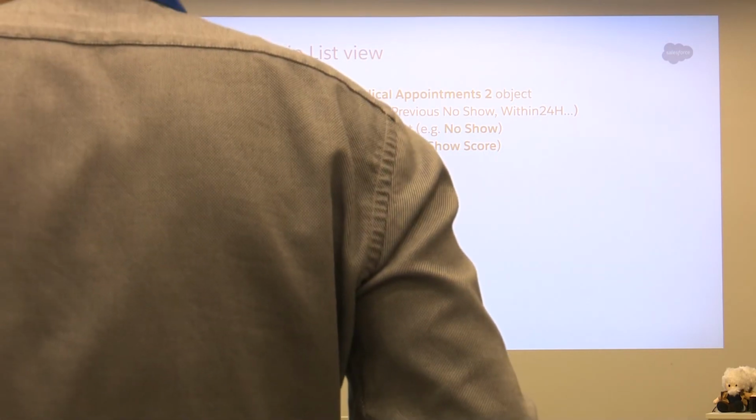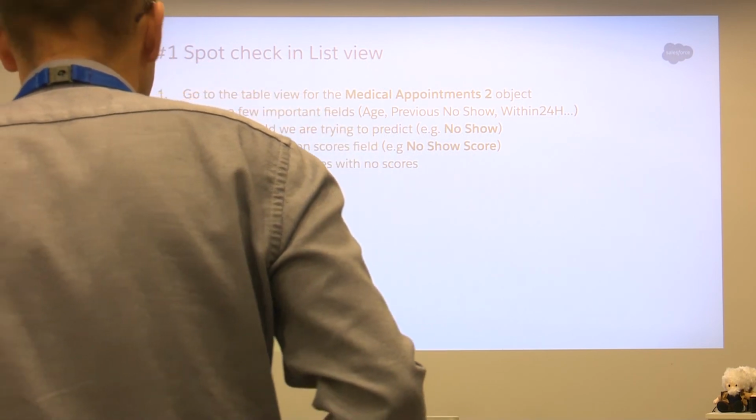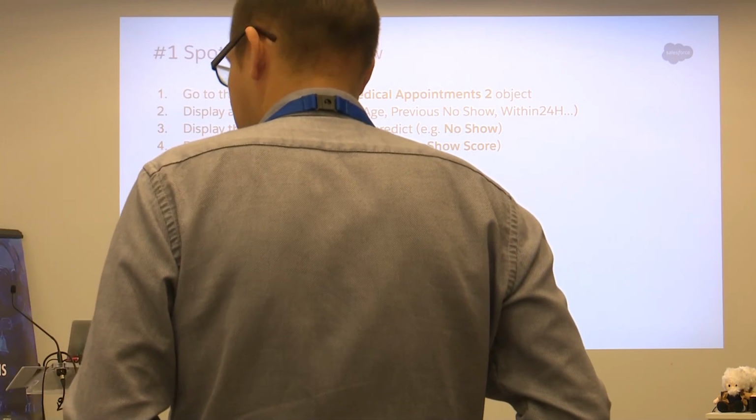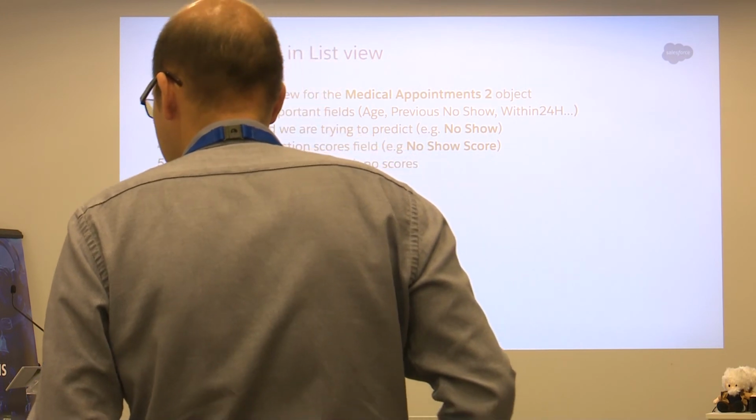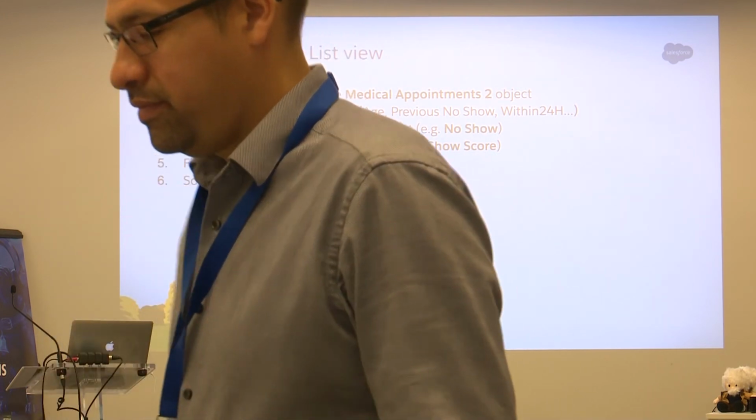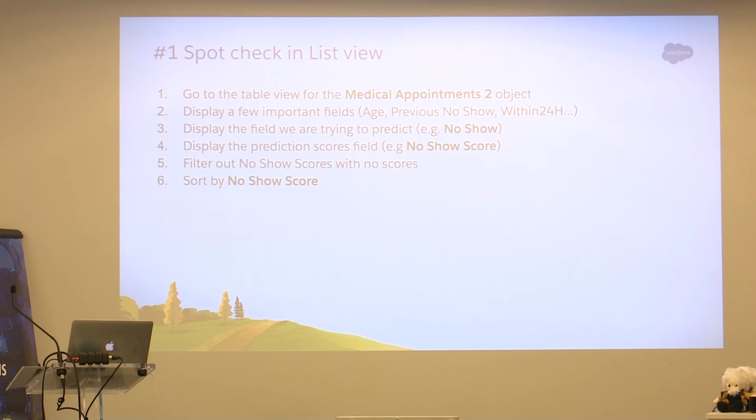Yeah, so you have to go to filter, this little guy here. And then you say add filter, and you say no-show score not equal to, and put a double quote. And then you can sort by the score.